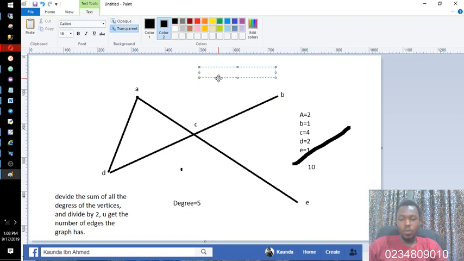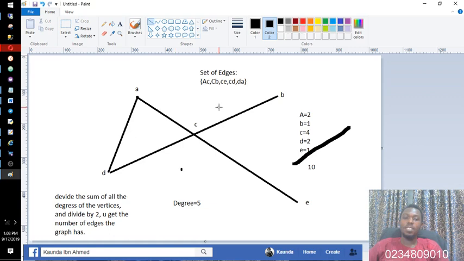So the set of edges, we have AC, CB, CE, CD, and then DA. So that is different, that is 5 lines. So that is all, 5 lines. This is 1, 2, 3, 4, and then 5.